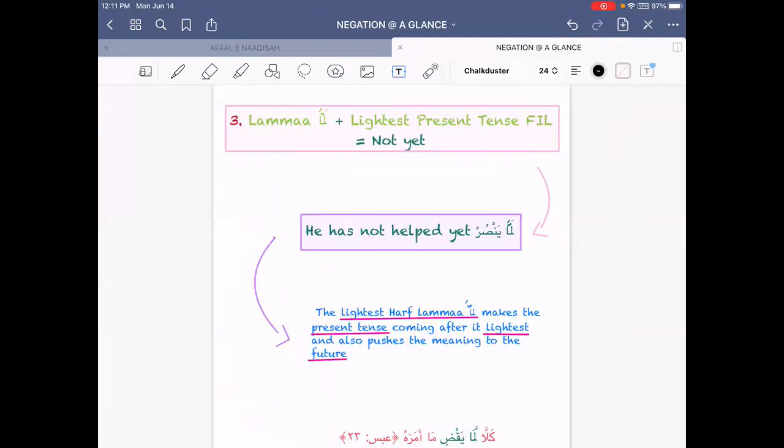And the last tool for future tense negation was lamma. And we know that lamma is the lightest harf. Lamma has two meanings. Lamma, when it comes with the lightest present tense, the meaning is not yet. But lamma also comes with the past tense. But with the past tense, there is no negation. It just means when. But with the present tense, you've got not yet. That is a form of negation.